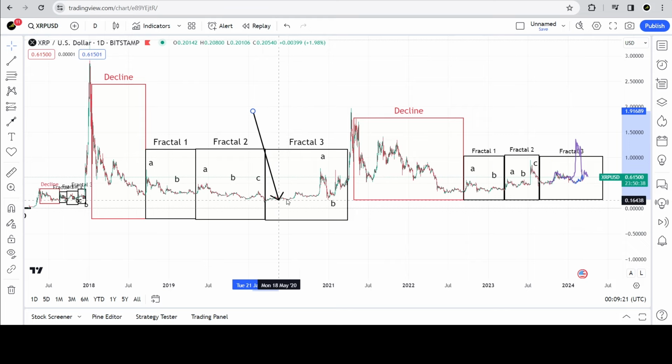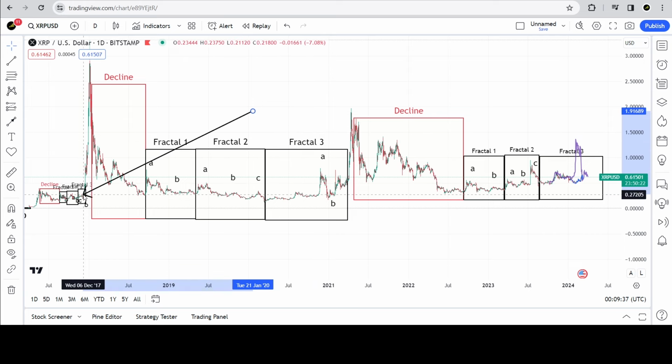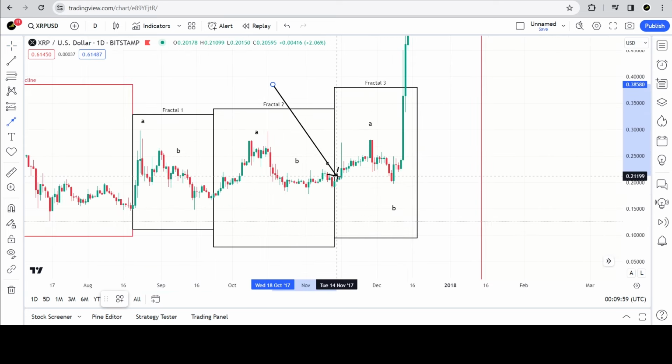So price moves up to a peak, which is part A. It then declines, which is part B. It then recovers, does this correction before going into the bull run. This is the fundamental characteristics of fractal 3. If we go over here and examine this fractal 3, we see the same characteristics.